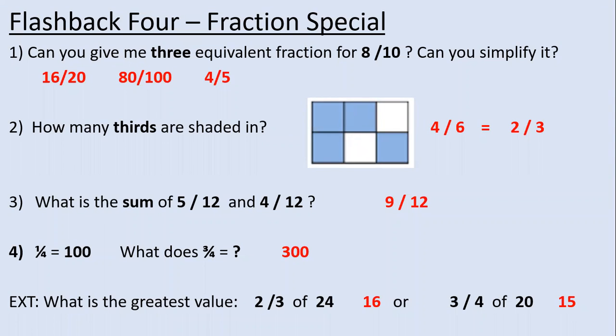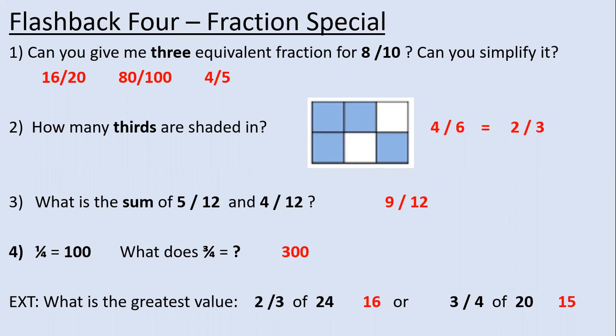Question 1 says, can you give me 3 equivalent fractions for 8/10? And we also said, can you simplify it? Well, you could have doubled both 8 and 10, multiply the numerator and denominator by 2 to get 16/20. You could have multiplied them both by 10 to get 80/100. And can you simplify it? Yes, you can. If you divide the numerator and the denominator by 2, you get 4/5. And that's the simplest form we can get.